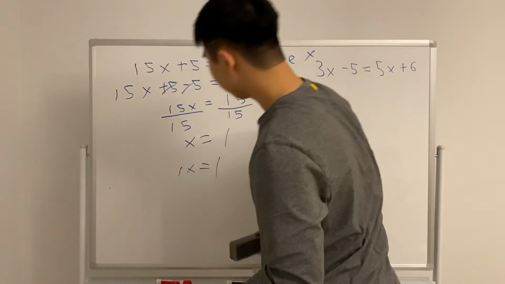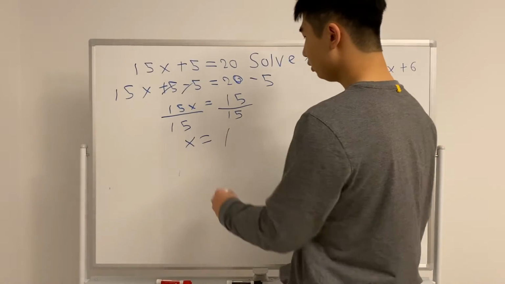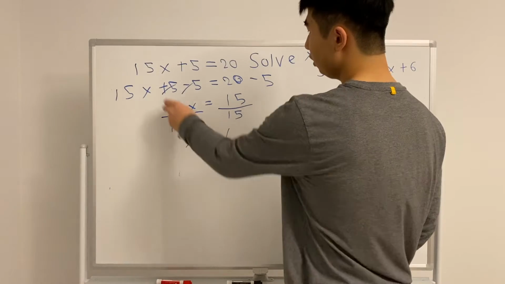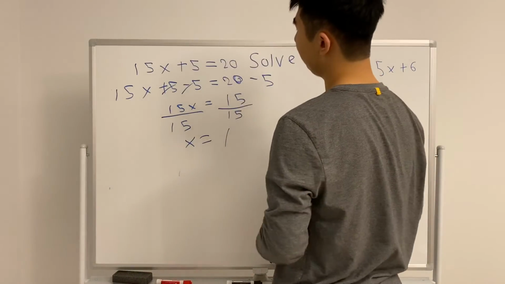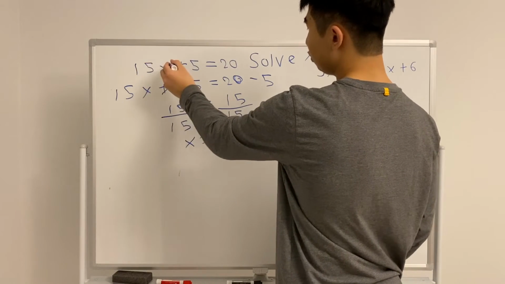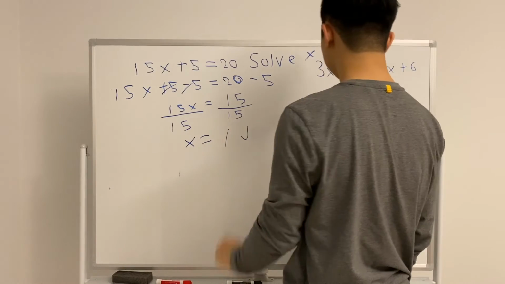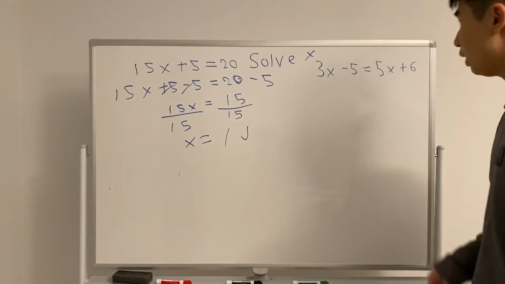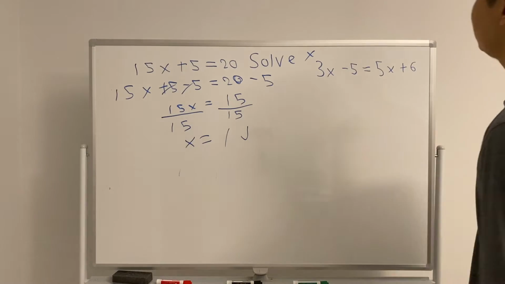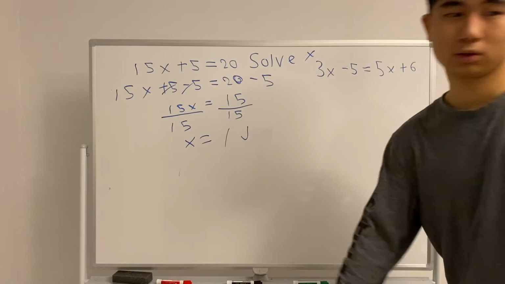And again, you can check your answer. x equals 1. How can you check your answer? Well, if x is equal to 1, you just plug 1 into the top of the original equation. So 15 times 1 is just 15, plus 5 equals 20. So we know this is correct. All right, so pretty simple. Now we're going to try another one. This one is a little more tricky. We're just increasing the difficulty as we speak.